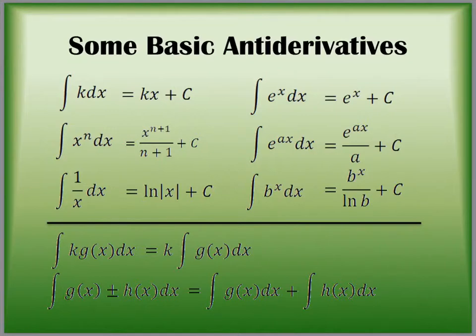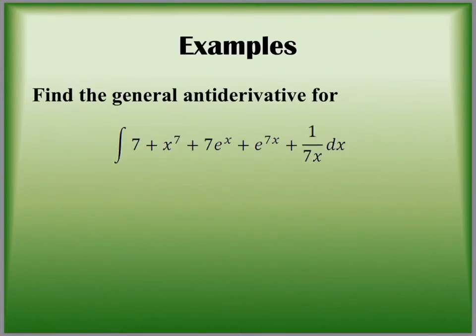All right, so we're going to do an example. You've got one in your notes: 7 plus x to the 7 plus 7 e to the x plus e to the 7x plus 1 over 7x. Kind of like sevens. Are we doing it together? How about write down what you think you can remember on the pieces of it, and then we'll confirm it together. Would that work? Yeah, all right. Get the pieces down that you know. We'll double check it.